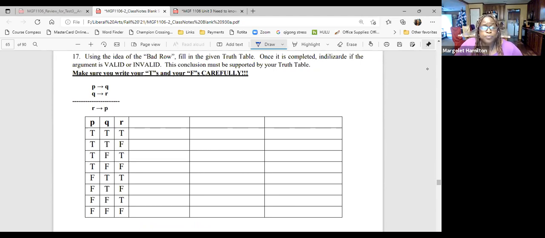Here is my premise 1. Okay, my premise 2, and my conclusion. When we're using our truth tables for this, remember we only have 3 columns. Noticing that we only have 3 simple statements that they've given us here because they gave us 3 different letters. We have P, we have Q, and we have R.